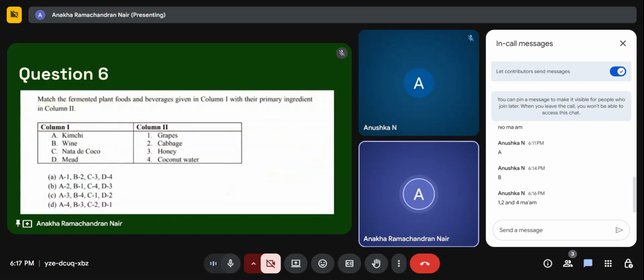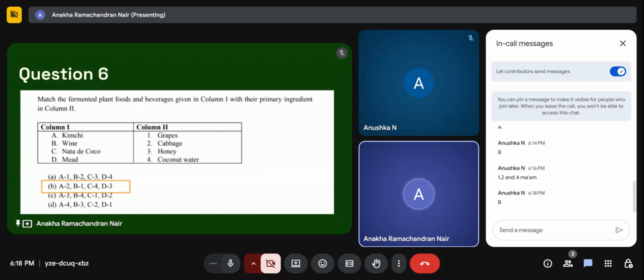So let's move on to question number 6, which is a match the following question. So you have to match the fermented plant food and beverages in column 1 with their primary ingredient in column 2. So you have kimchi, wine, nata de coco, and mead. Do you want to try answering this? B. All right. So let's see. Yes, B is the correct answer.